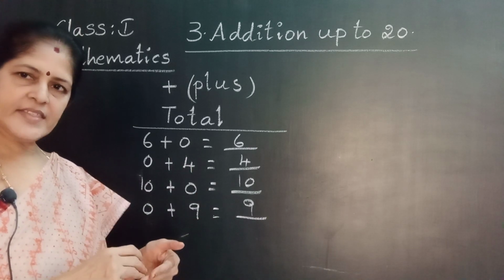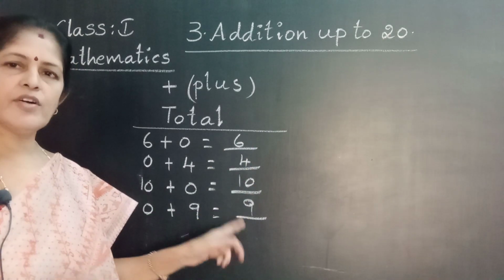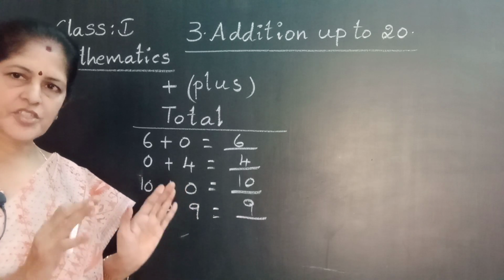0 ni number to add chesna. Number ni 0 to add chesna. Same number vastundi. The total does not change.